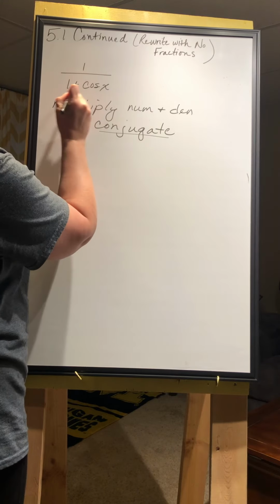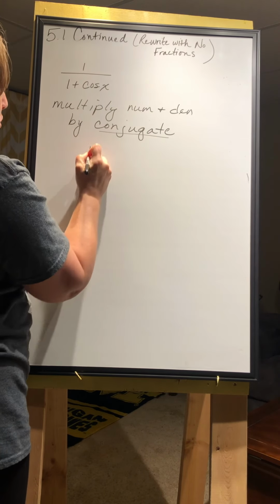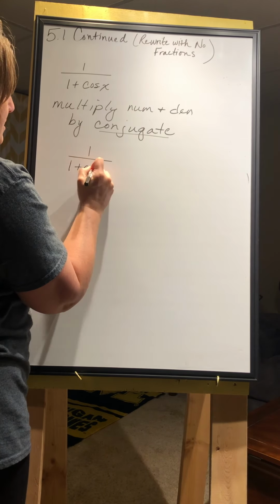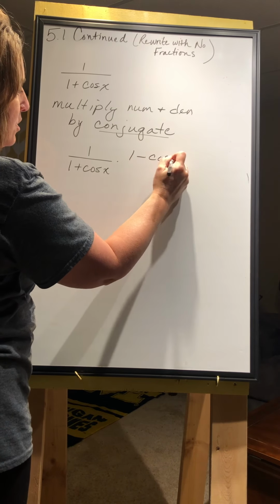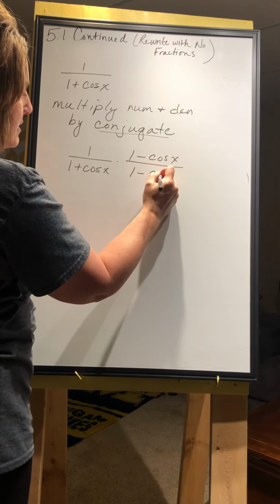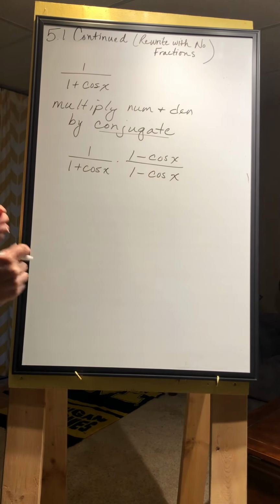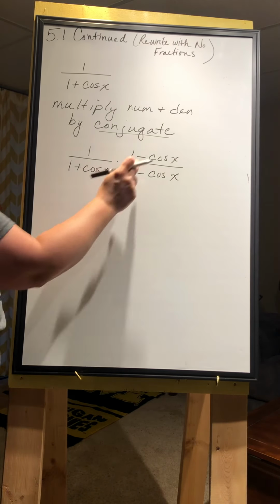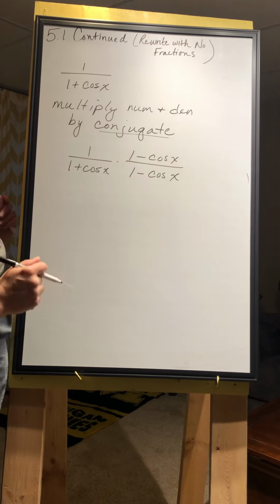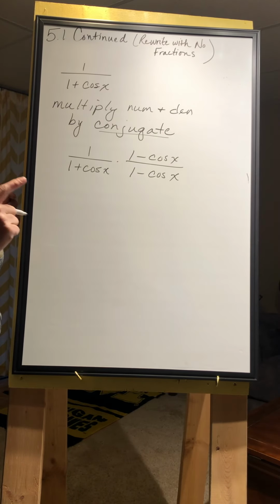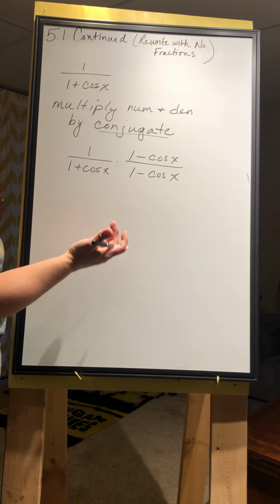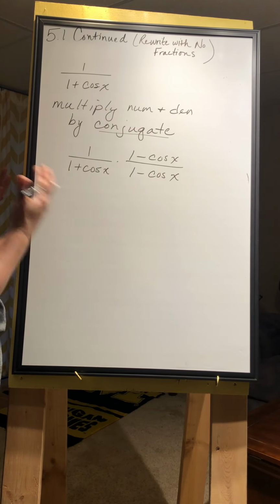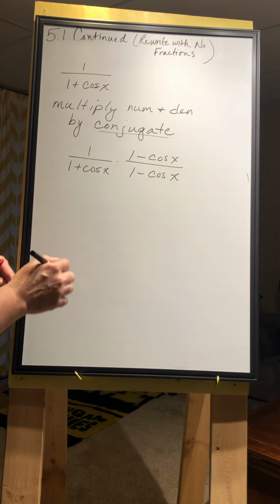So we're going to multiply this fraction, 1 over 1 plus cosine x, times 1 minus cosine x over 1 minus cosine x. So we're really not changing the problem because 1 minus cosine x over 1 minus cosine x is 1. So we're really just multiplying this by something that is equal to 1. We're not changing the value of it, we're changing the way that it looks.